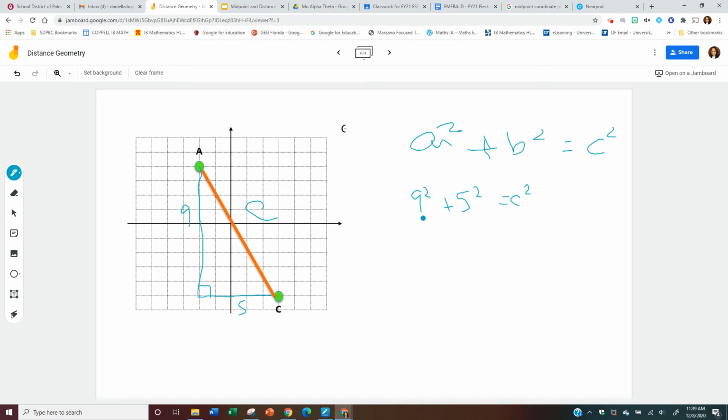So 9 squared is 81. 5 squared is 25, right? And this is equal to c squared. Add 81 plus 25 together and you get 106, which is equal to c squared.